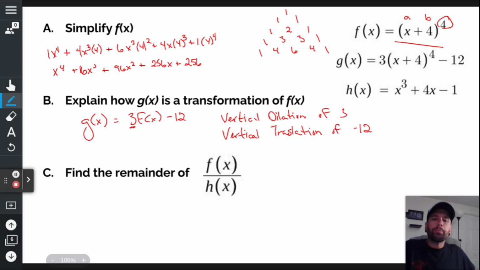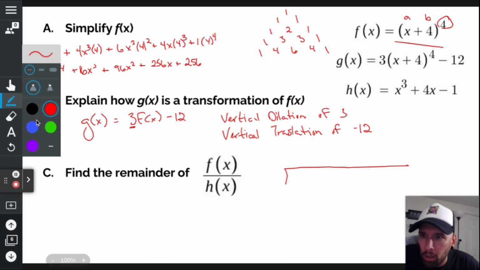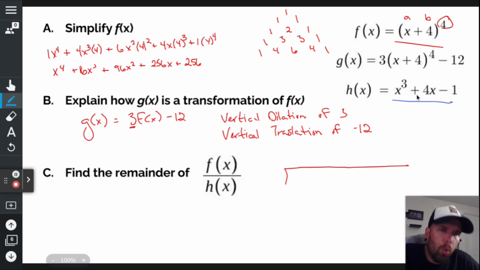All right. Find the remainder of f of x over h of x. Okay. Well, I found out what f of x was. I have h of x right there. Polynomial long division, baby. I don't think I even gave myself enough space. Time to draw small. H of x is this. Ooh, I'm missing an x squared. Make sure you fill that in. X to the third plus 0x squared plus 4x minus 1.